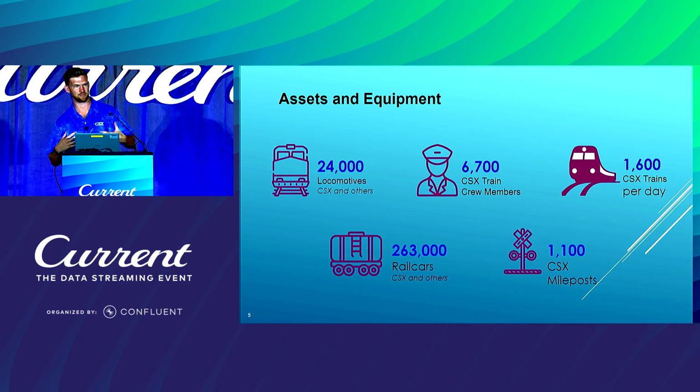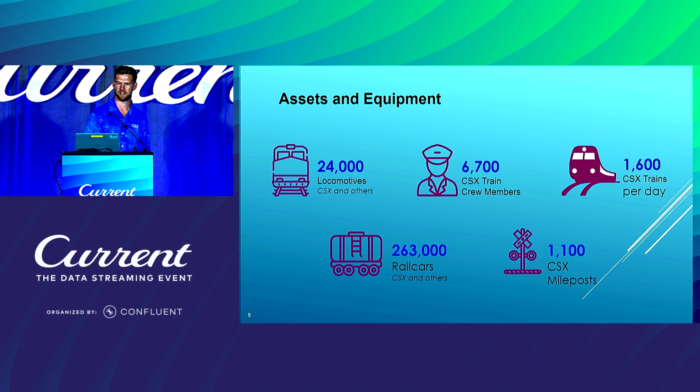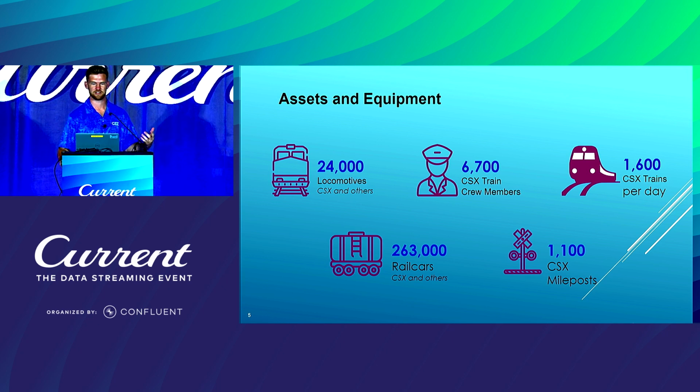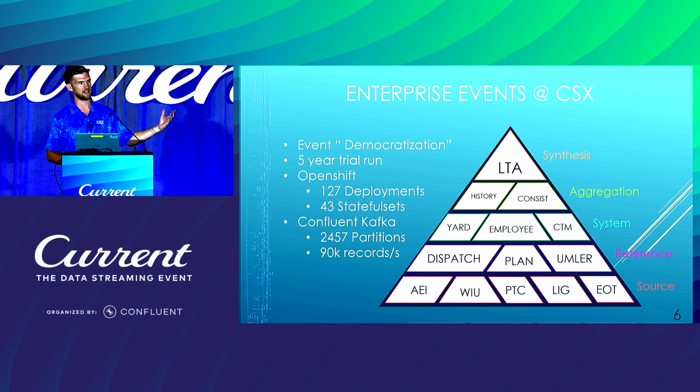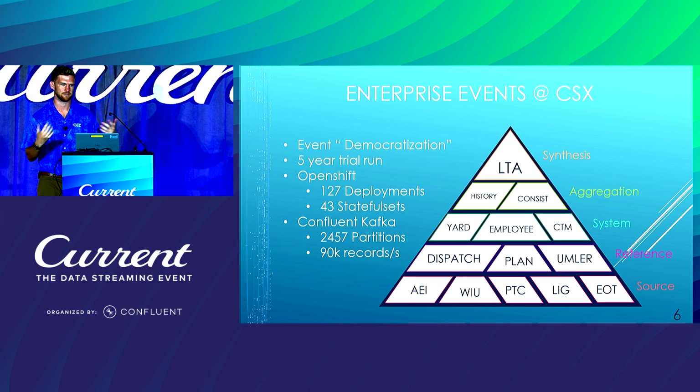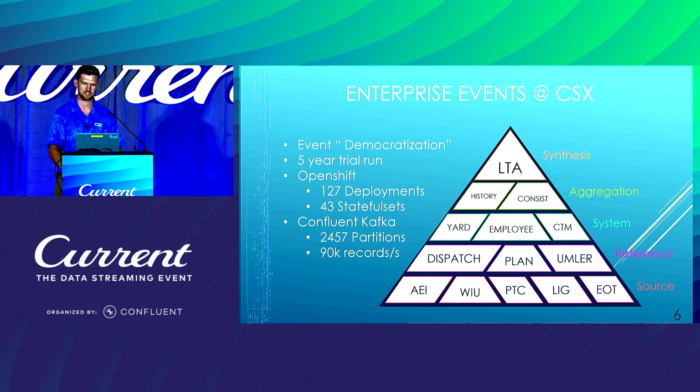And that's really where enterprise events comes in and the Kafka story. We've got tons of assets and equipment running all over the railroad, nearly 24,000 locomotives, running nearly 250,000 rail cars, 7,000 crew members across over 1,000 stations and mileposts across the railroad, culminating in 1,600 trains per day. And that's where enterprise events comes in. That's the team I'm the lead senior software engineer on.